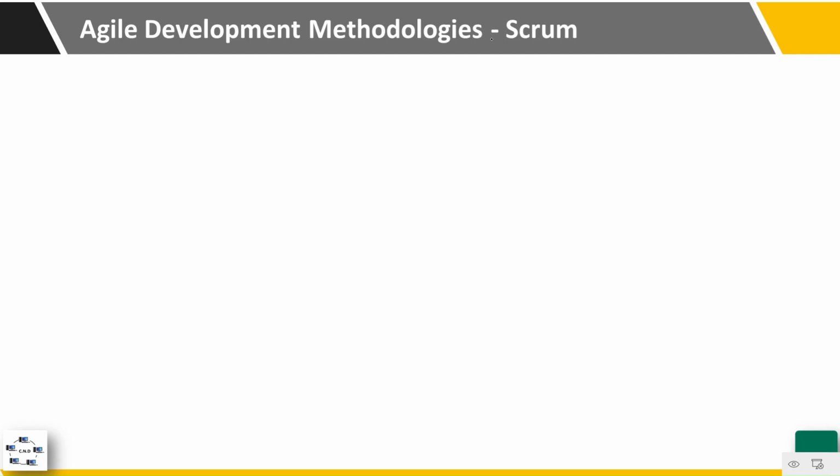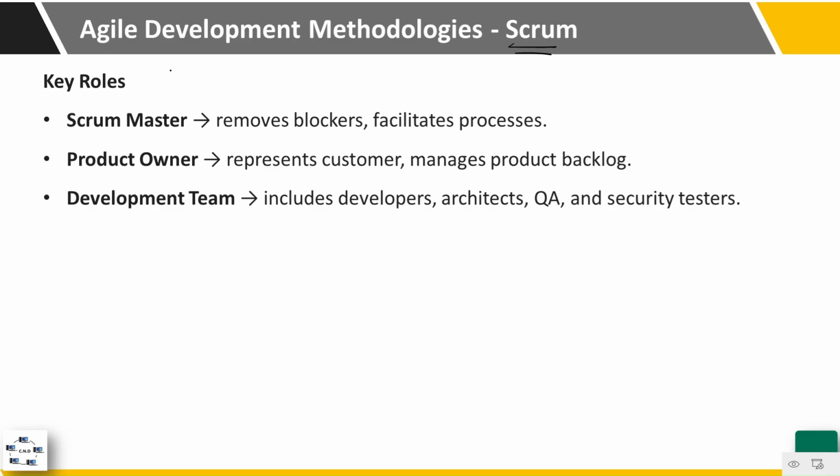Then we have the next agile methodology, that is Scrum. In Scrum, we have some key roles. First is the Scrum Master. The Scrum Master basically removes the blockers, or you can say obstacles, in the project and facilitates the processes. You can say it is just like a manager that overall provides resources, facilitates processes, and removes any impediments.